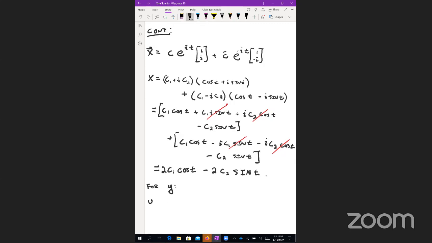Okay. And for y, I'm just going to quote the result. I would say check this yourself, but we're going to get minus 2C1 sine t minus 2C2 cosine t.